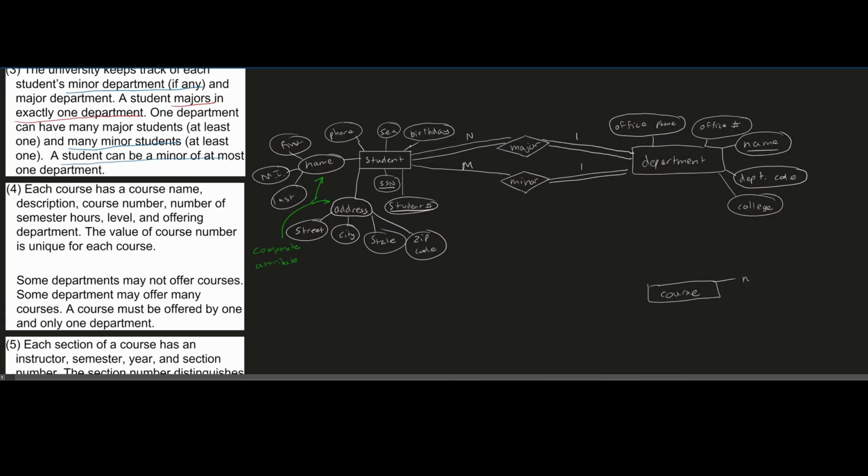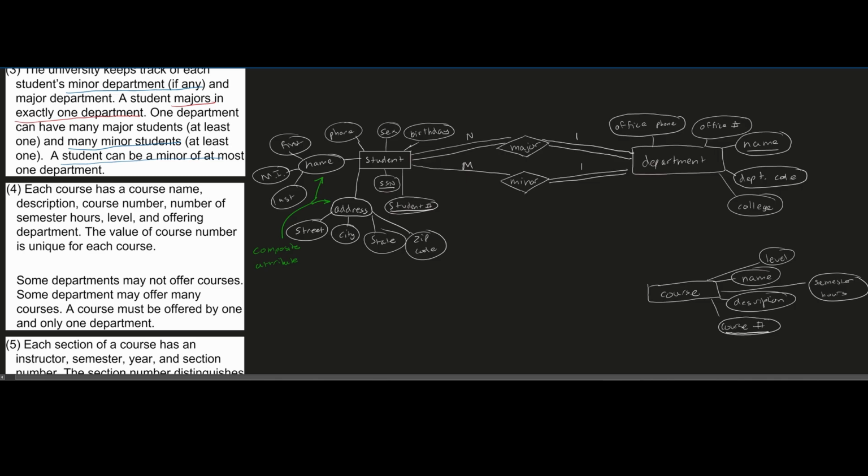Now the attributes here are going to be the name, that's just a standard attribute. We have our description. We also have our semester hours and our course number. And lastly, our level. So we have 5 attributes here. Now the value of course number is unique for each course, so course number is going to be underlined because it is a key.